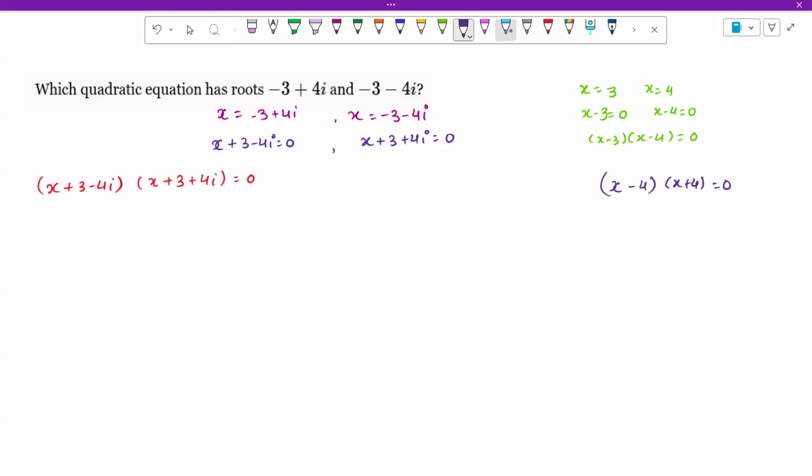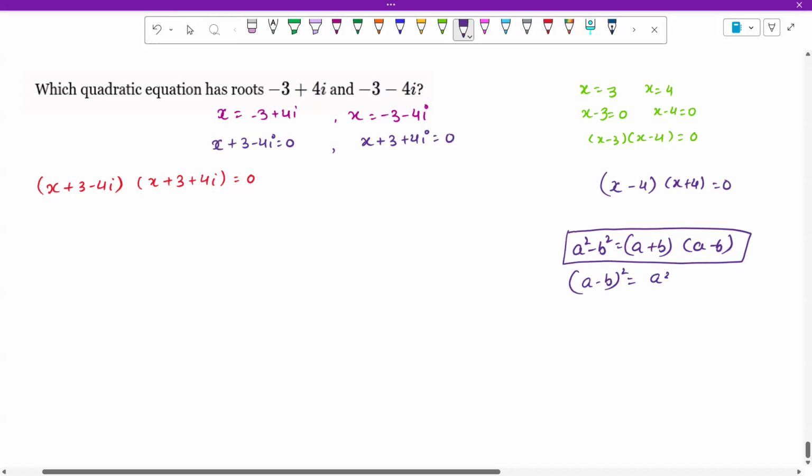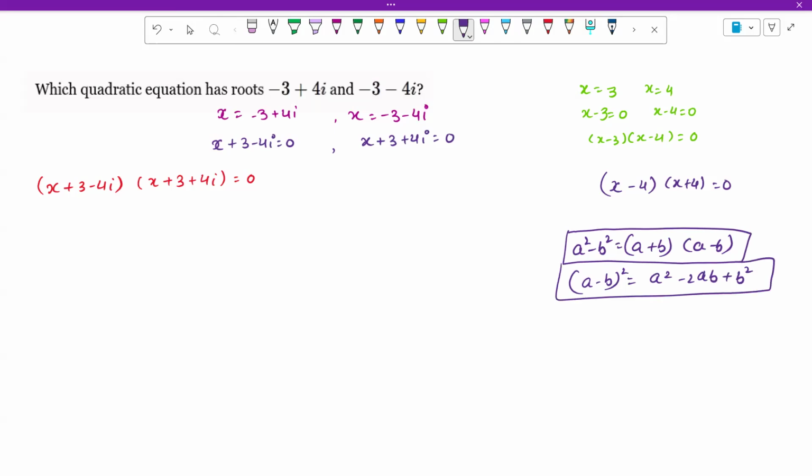What was the original equation if we want to write it? Do you remember a plus b, a minus b? I don't remember the formula. This one. Oh, a square minus b square. And this is a different thing from a minus b whole square, which was a square minus 2ab plus b square. So this thing is forming something like that. So its answer will be x square minus 4 square. That means x square minus 16 equal to 0.